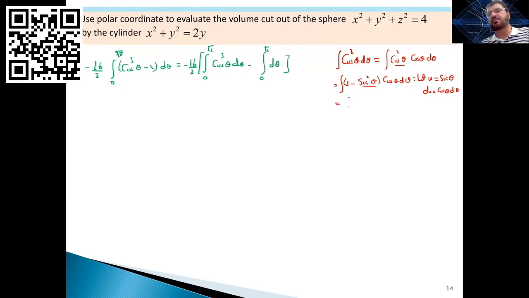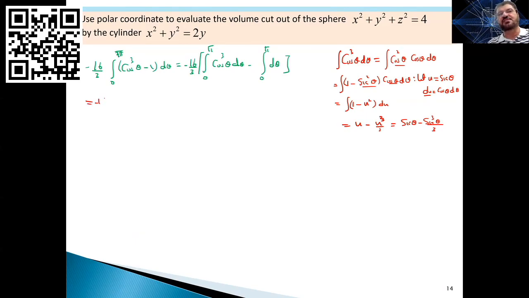So du is cosine theta d theta. So what does this turn out to be? 1 minus u square, and cosine theta d theta is du. Now it's easy to integrate. The integration of 1 is u. The integration of u square is u cubed over 3. So the final answer, since u is sine, is sine theta minus sine cube theta over 3.